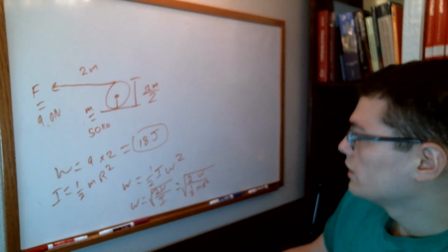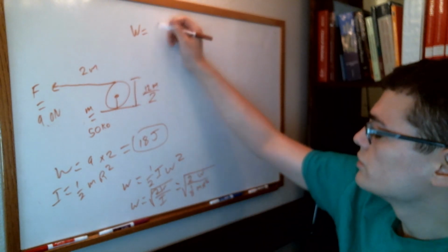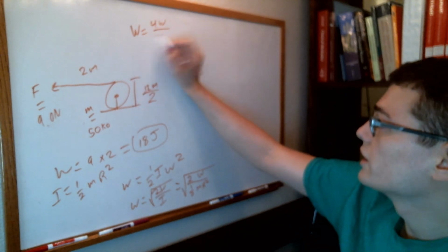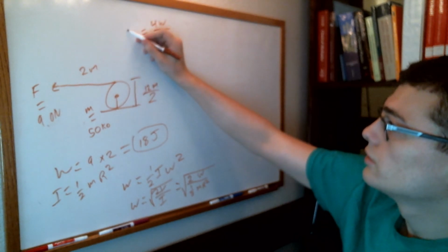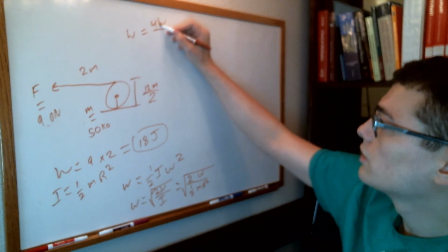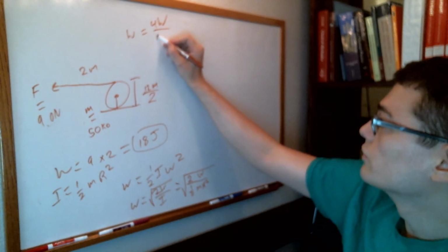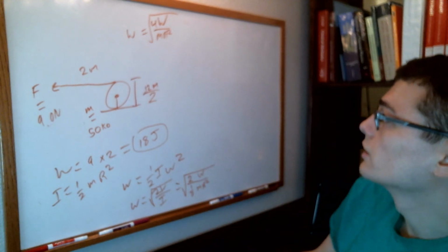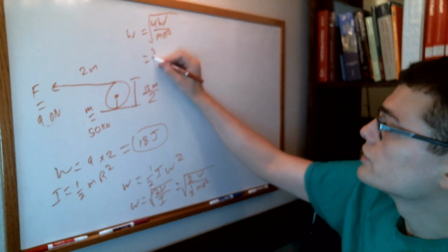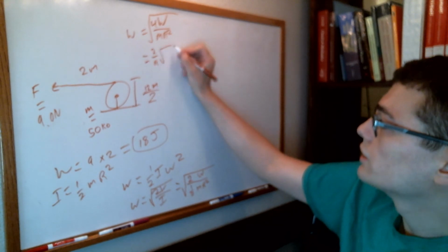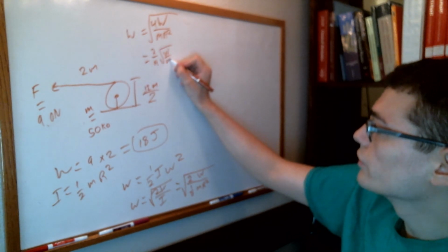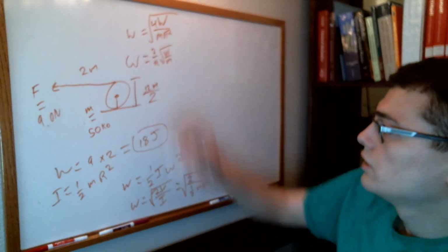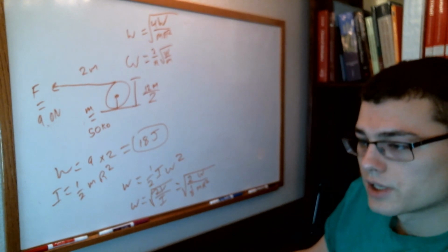And from there we get that omega is going to be equal to the square root of 4W over m r squared. I'm trying to make this as clear as possible. So then you can simplify this even further. You can say 2 over r times the square root of W over m. And this will yield your angular velocity here.